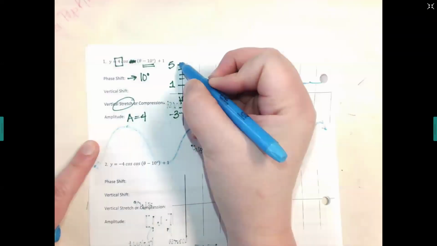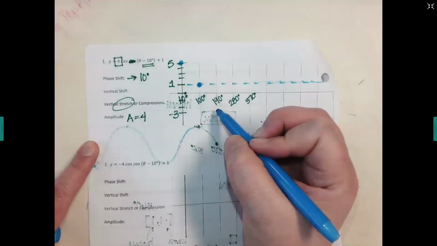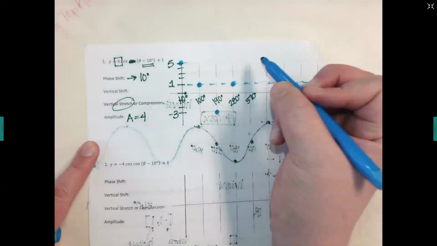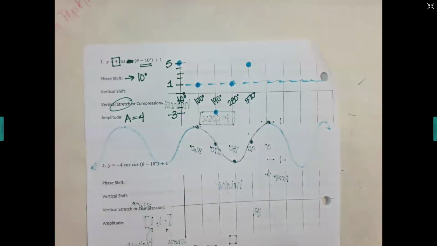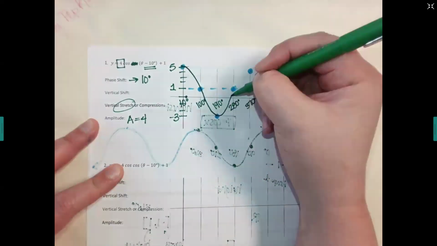From there, you're going to put your marker dots. Remember, cosine starts at the highest point. So your first point is going to be at 5. Then it will hit what's called your midline. Then it'll hit your low point. Back to midline, and then at the top. Once you have those 5 points drawn, you can put in your wave. So it's going to go down, up.